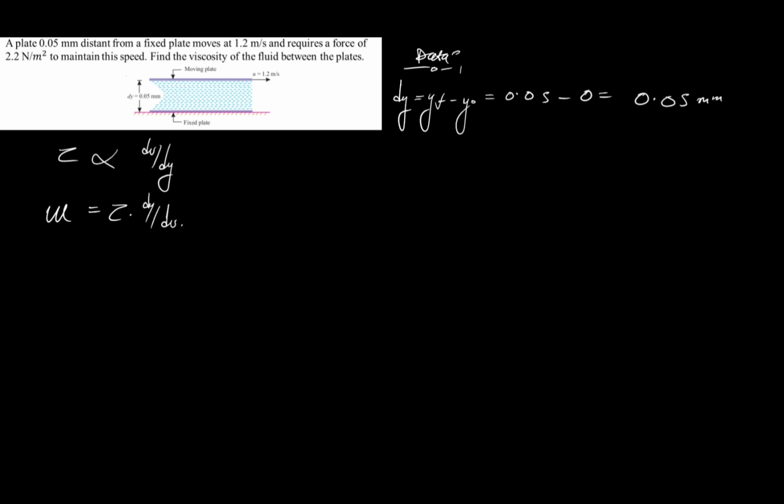0.05 millimeters. Now we need to convert the millimeters to meters. So we say dy is equal to 0.05 times 10 to the minus 3, which is the same as dividing by 1,000. If we compute this, we have 5 by 10 to the minus 5 meters. The next value we can find is du, which is a change in velocity, where we say velocity final minus velocity initial. Velocity final is 1.2, velocity initial is 0, giving us 1.2 meters per second.